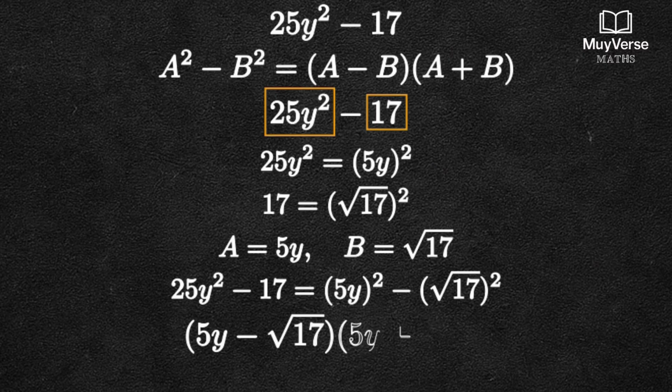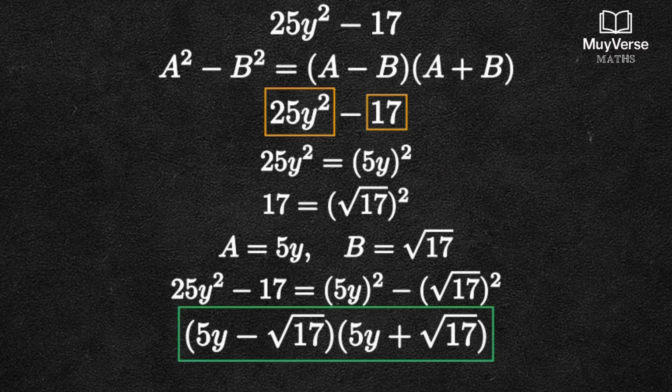By the formula, this equals (5y minus square root of 17) times (5y plus square root of 17). Quick check. Expand to see the original expression.